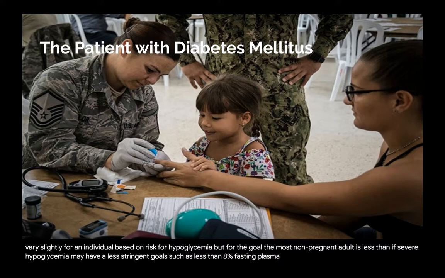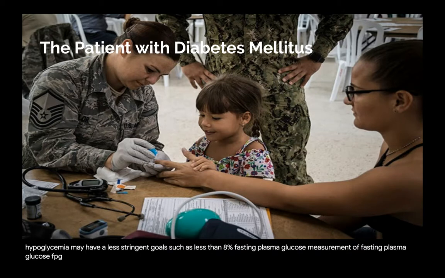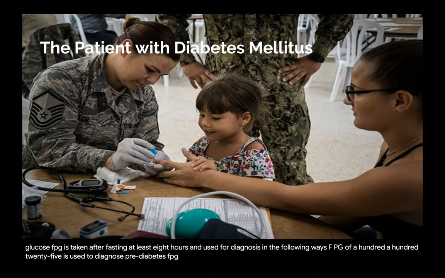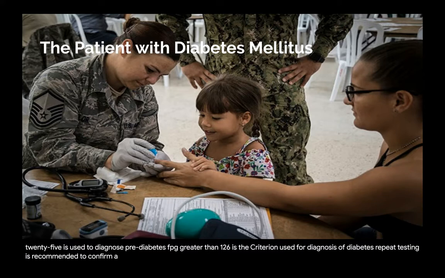Fasting plasma glucose. Measurement of fasting plasma glucose, FPG, is taken after fasting at least 8 hours and used for diagnosis in the following ways. FPG of 100 to 125 is used to diagnose prediabetes. FPG greater than 126 is the criterion used for diagnosis of diabetes. Repeat testing is recommended to confirm a diagnosis.